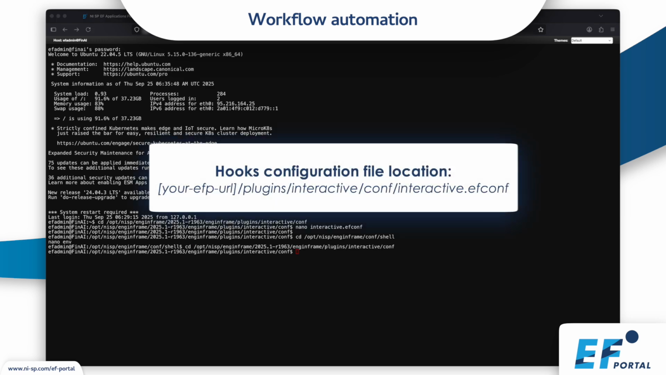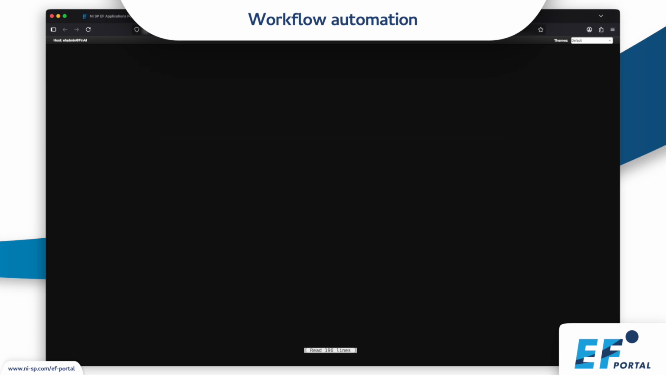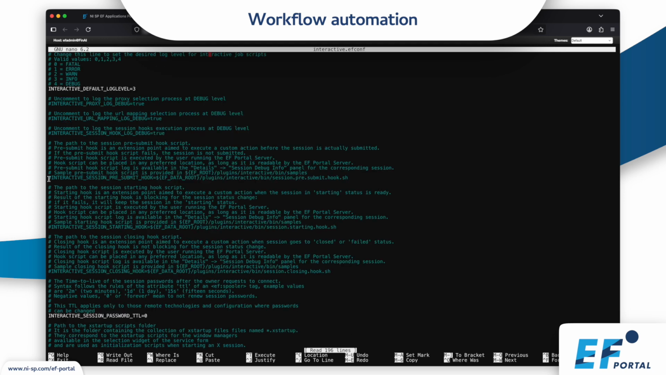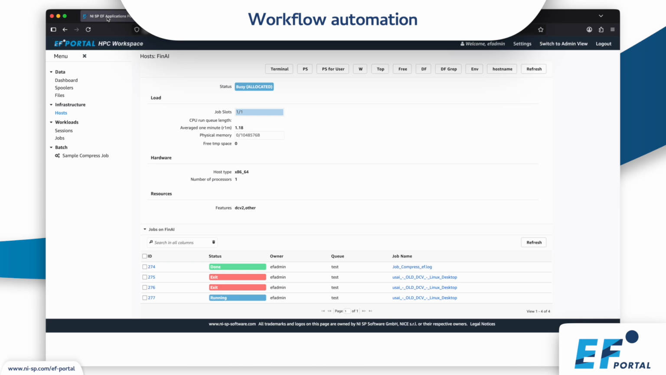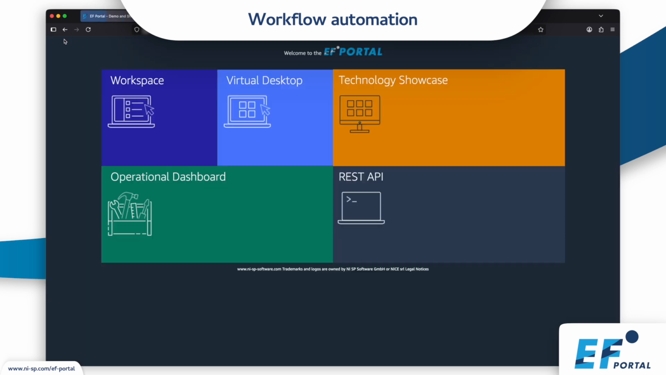Hook scripts can be configured using the interactive conf file shown here, which we can edit to add starting, closing, and pre-submit hooks. One important note, pre-submit hooks are not blocking. They're executed asynchronously when a session is in a pending state, and if the hook script fails, the session won't be submitted and will move to a failed state. Another major recent development in EF Portal is the REST API.